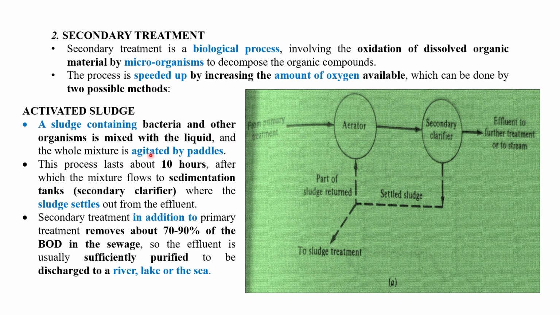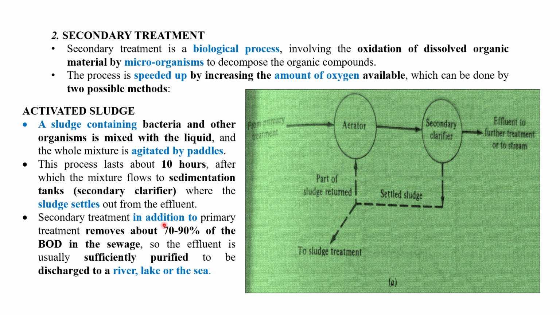And the whole mixture is agitated by paddles which are fixed into the aerator. This aeration process lasts about 10 hours, after which the mixture flows to the secondary clarifier, that is also sedimentation tanks, where the sludge settles out from the effluent.